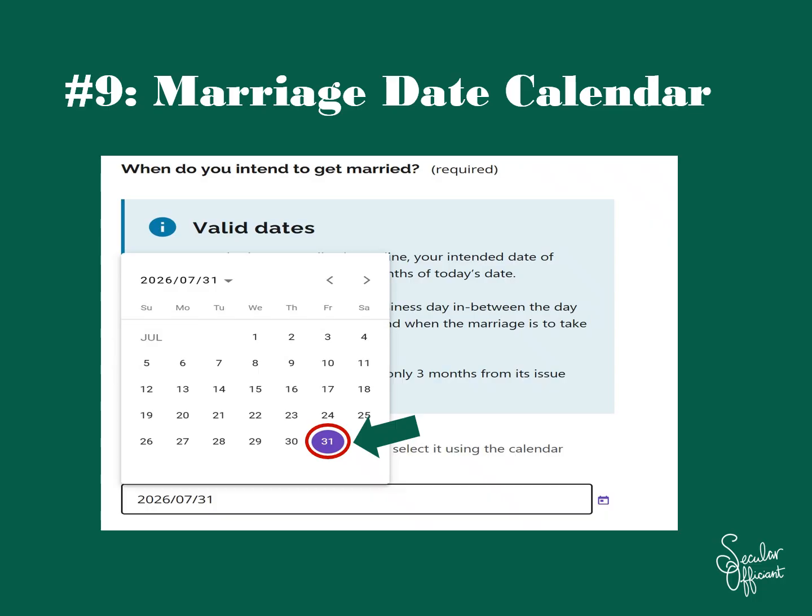As a reminder, the marriage license is valid for only 90 days, so don't apply for your license too early nor too late from your intended marriage date. Since the marriage license is valid for 90 days, that means that your marriage date can take place anytime within the 90 days that the license is valid.